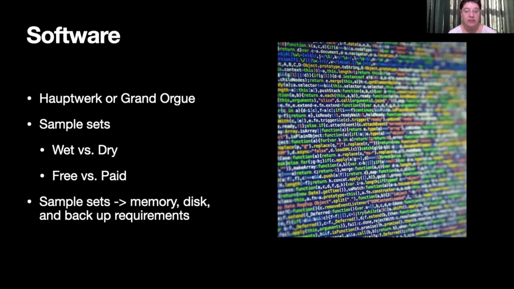So the sample sets that you want to use then drive in large measure the amount of memory, the amount of disk space, and the amount of backup space you want to have. If you're planning on using large sample sets, the FCCLA, for instance, a very large sample set, then you need large memory. That's why, in fact, that particular sample set is why I went with such a large memory. 64 gigabytes is a lot.